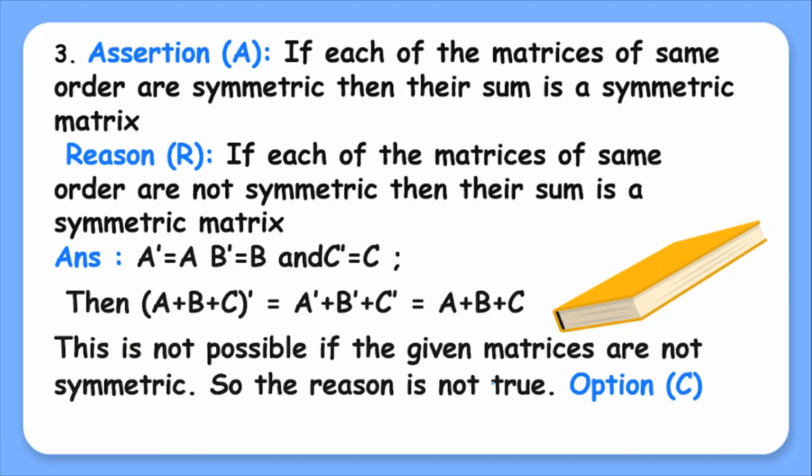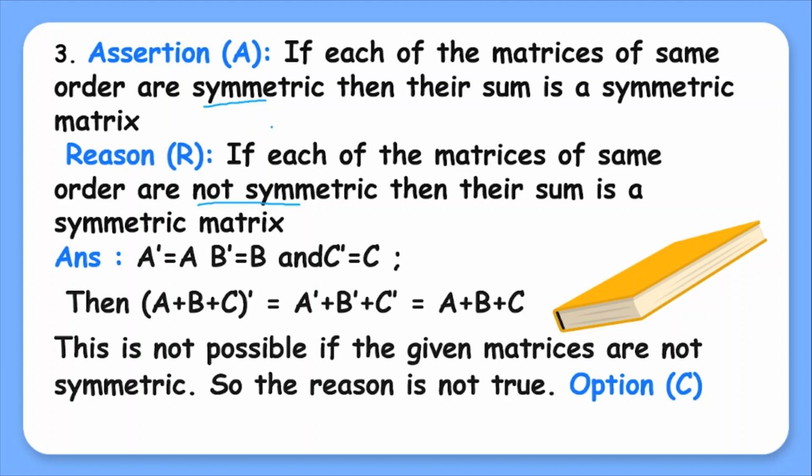Now the reason is: if each of the matrices of the same order is not symmetric, then their sum is a symmetric matrix. Here the given matrices are symmetric, whereas in the reason they are not symmetric. So we cannot judge anything with this reason. So we will just take some examples. Here I have taken 3 matrices. Generally we will check the reason first, but this time I am checking the assertion.